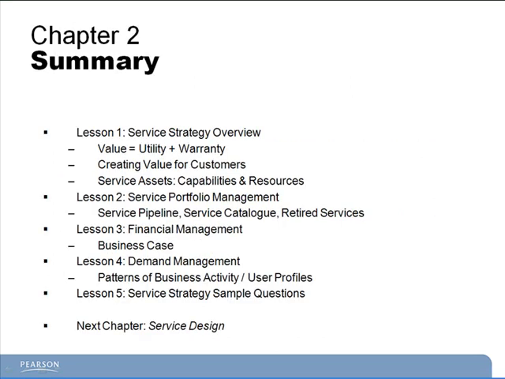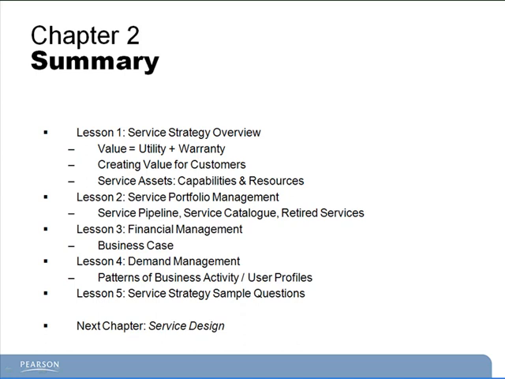In Chapter 2, we covered the first book of the IT Infrastructure Library called Service Strategy. We learned about value, how it's created, how it's calculated with the value equals utility plus warranty formula, and we learned how to use our service assets, our resources and capabilities to create value. We also discussed 3 processes: service portfolio management, financial management, and demand management.